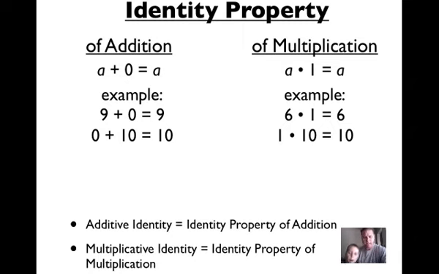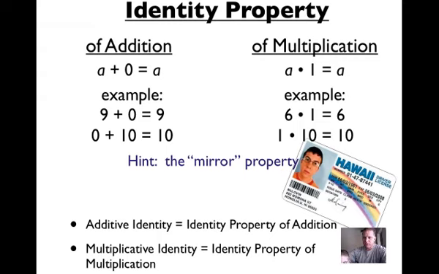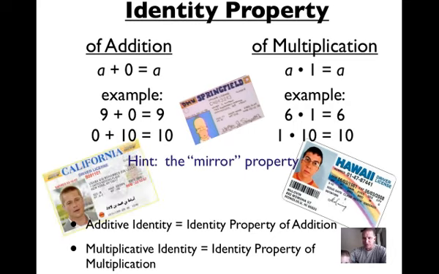So additive identity, that's the same as the identity property of addition. And multiplicative identity is another way of saying identity property of multiplication. So our hint here is this is kind of the mirror property because it's who you are. And who you are doesn't change when you look into the mirror. It's almost like a driver's license type of thing. So you have different driver's licenses.